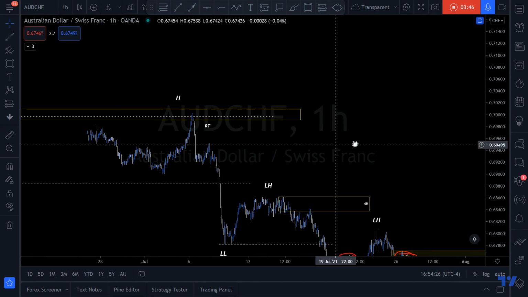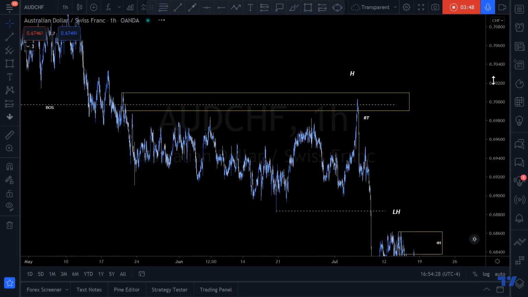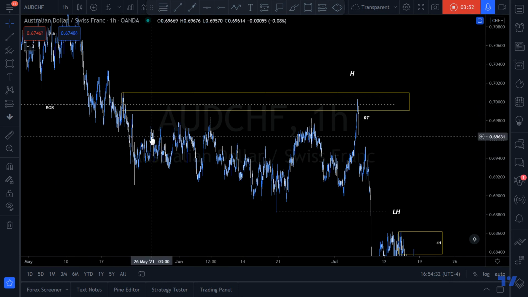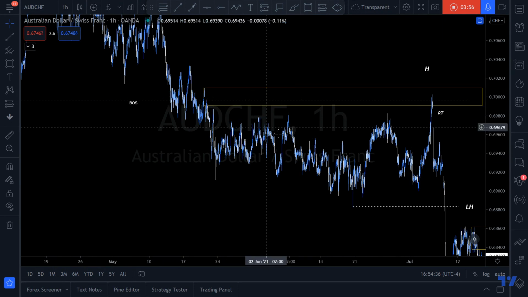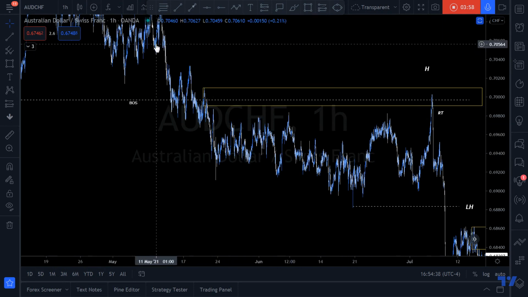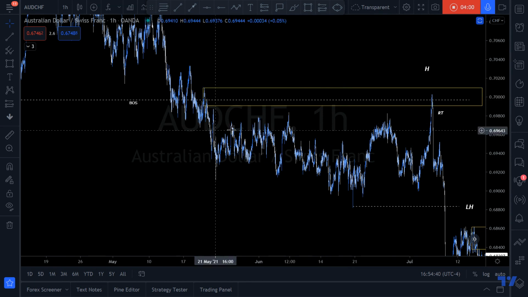All right, we're now on the hourly. Where is price after it broke structure? It went sideways. All right, this is equilibrium. I don't care for equilibrium. I don't want to trade in this mess, because there is no trend. We want a trend.